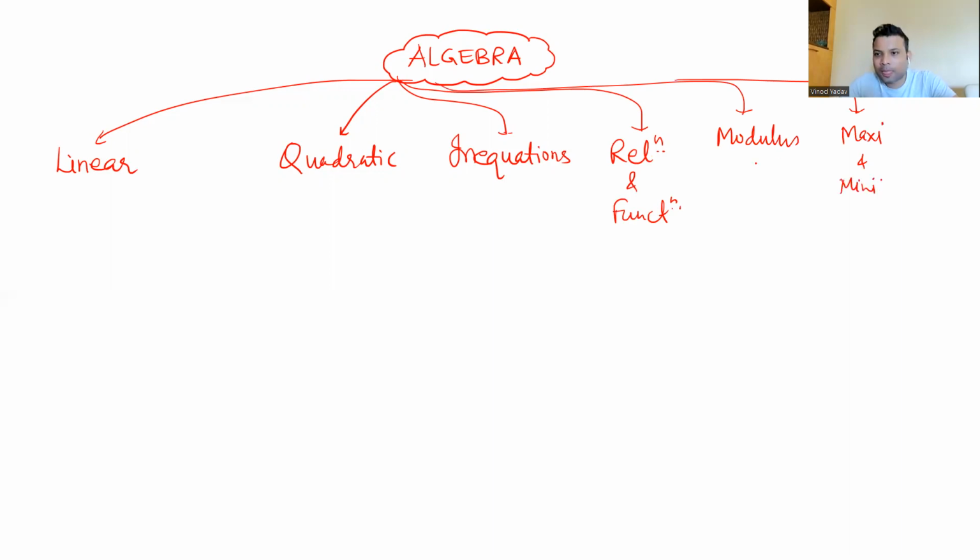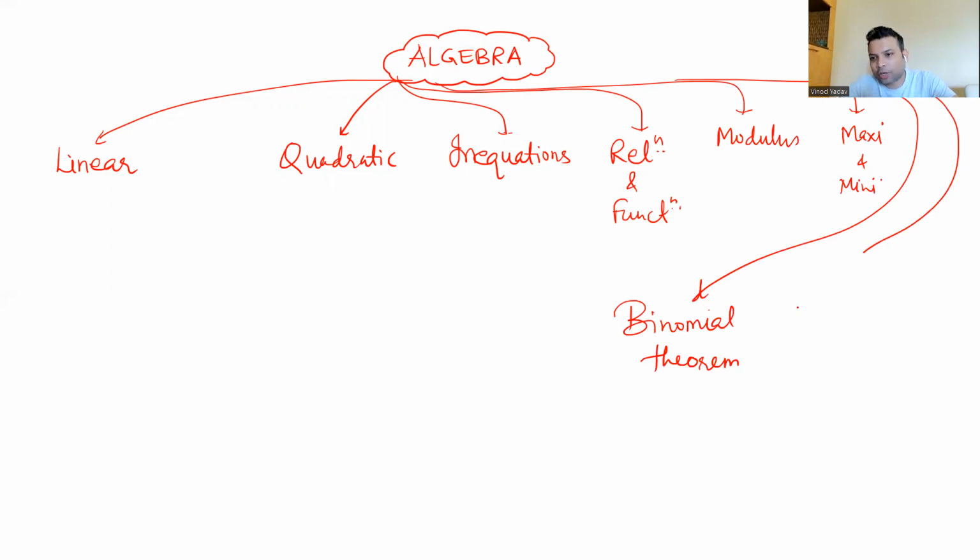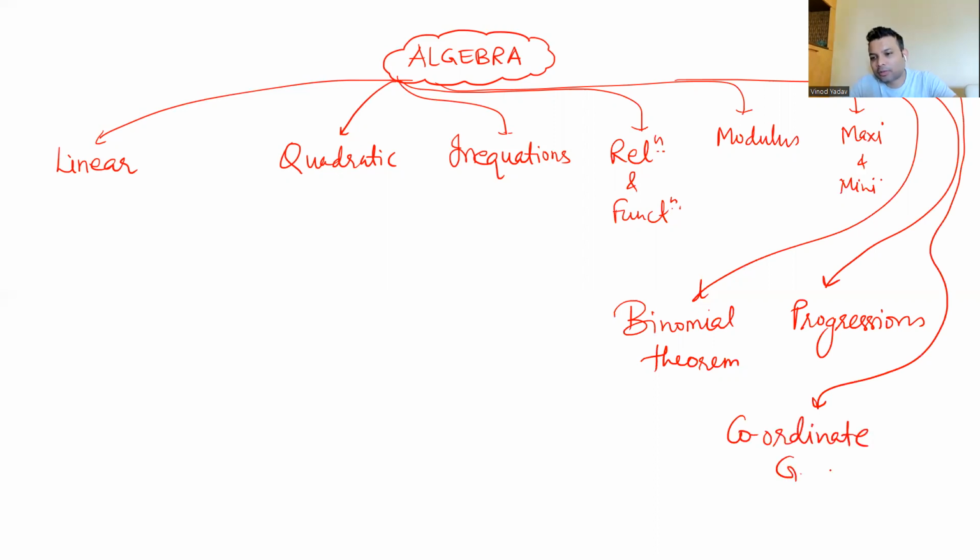All right, friends. Binomial theorem. After that, progressions, that is your sequence and series, AP, GP, and all those things. And finally, coordinate geometry. Basically, whatever bare minimum you should know in all these topics, that we'll be covering. Okay, so let us start with linear first today.